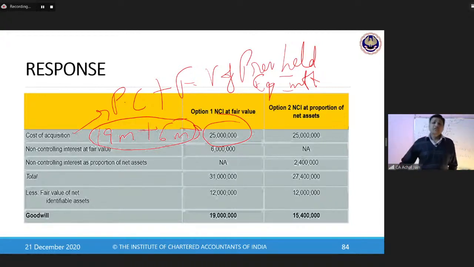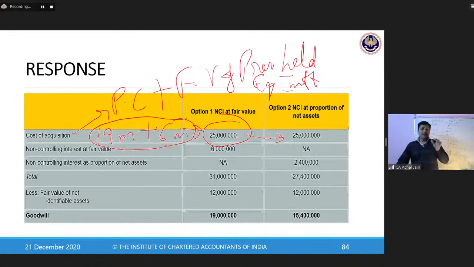Now, what's the next step? We have considered two elements: purchase consideration and fair value of previously held equity interest. In both the methods, these two amounts will remain same.